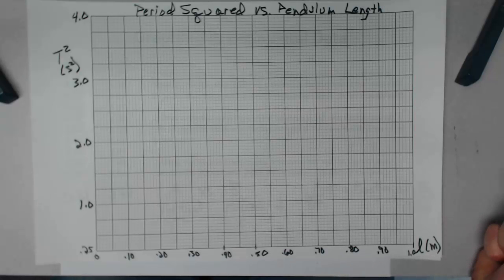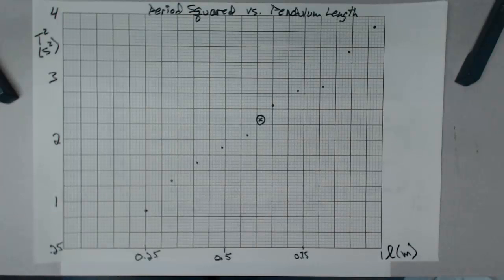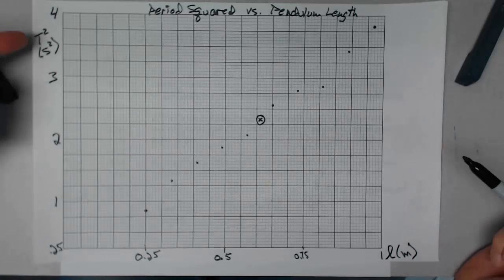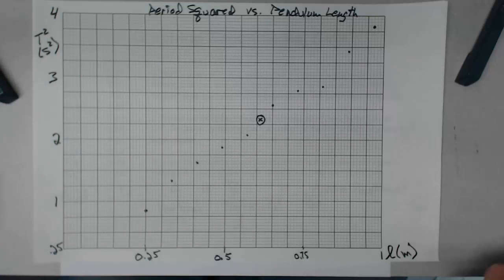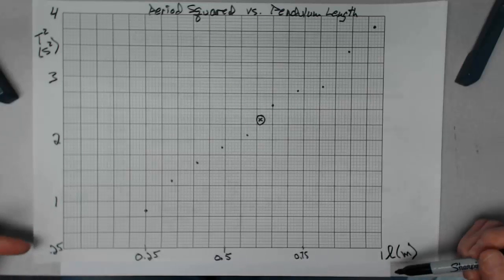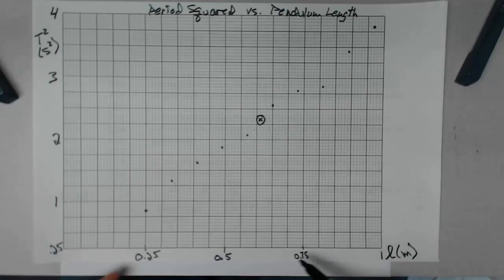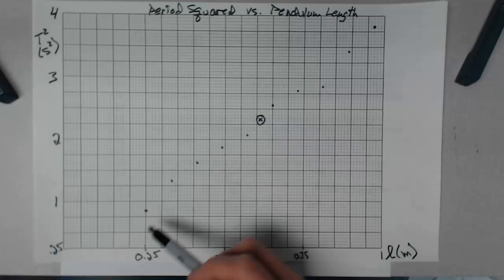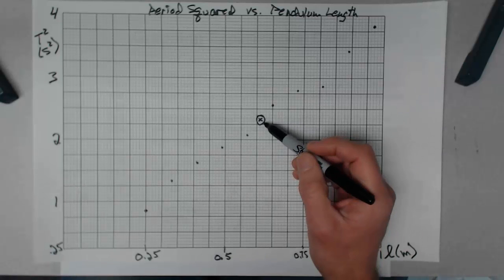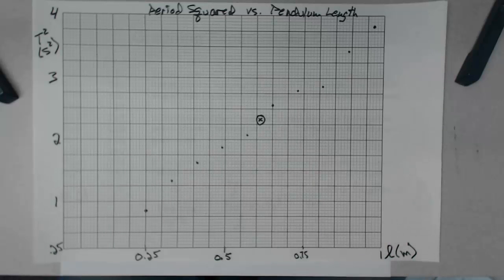Now I'm going to plot the data points. Turns out I've already done that. Here's what my finished graph looks like. I have a title, labeled axes with the units on both scales. I've got the scale identified on here. And I've got all the data points. The average data point is distinguished by a circled X. That's what it happens to be.